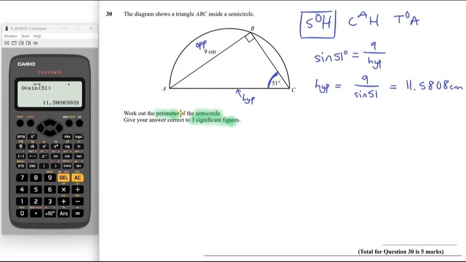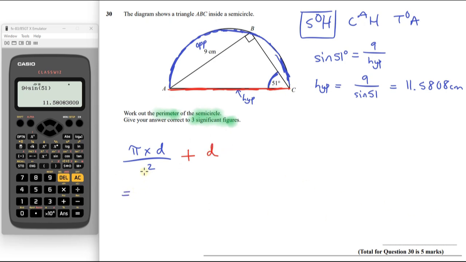Now to calculate the perimeter of a whole circle, let's imagine we've got a whole circle. So the perimeter would be pi times the diameter. That's the formula for the circumference of a circle. But because we've only got a half circle, we're going to divide that by 2. So this pi times the diameter divided by 2 will give us this half circle, what I'm shading in blue. But then to calculate the perimeter of the semicircle, we just need to add on the diameter.